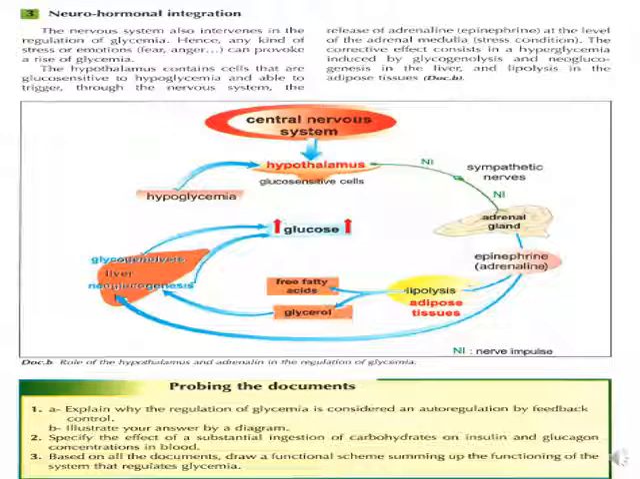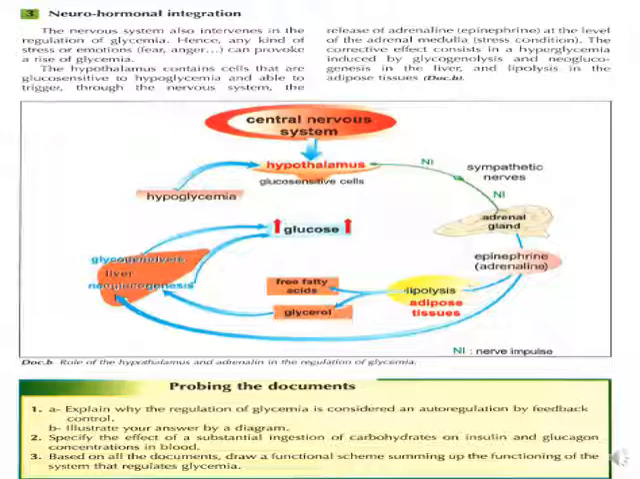The hypothalamus contains cells that are glucose-sensitive to hypoglycemia and able to trigger, through the nervous system, the release of adrenaline, epinephrine, at the level of the adrenal medulla in stress conditions. The corrective effect consists in a hyperglycemia induced by glycogenolysis and neoglucogenesis in the liver and lipolysis in the adipose tissues. Here we're going to solve only parts 1 and 2.